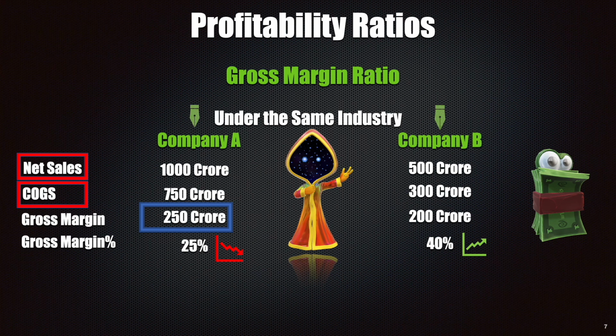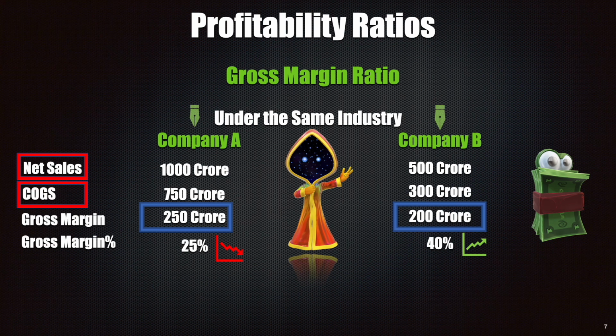Whereas company B, having a turnover of 500 crores as against its cost of goods sold of 300 crores, has a gross margin of 200 crores, which is 40% of sales. That means company B is having 40% gross margin, which is at a better position as compared to company A, which is having 25% gross margin.